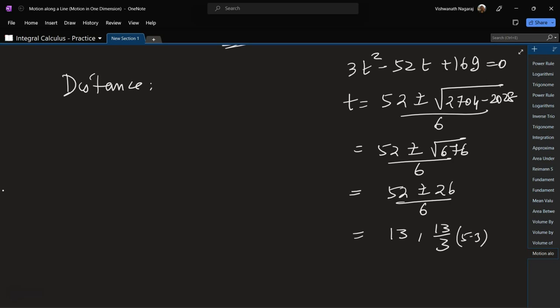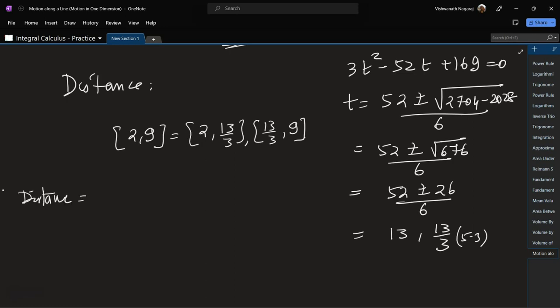So our interval is what? Our interval is 2 to 9. That will get split into 2 to 13 by 3, and from 13 by 3 to 9. We don't have to go up to 13. Okay, so our distance is equal to the integral from 2 to 13 by 3 of the absolute value of v of t dt plus the integral from 13 by 3 to 9 of the absolute value of v of t.